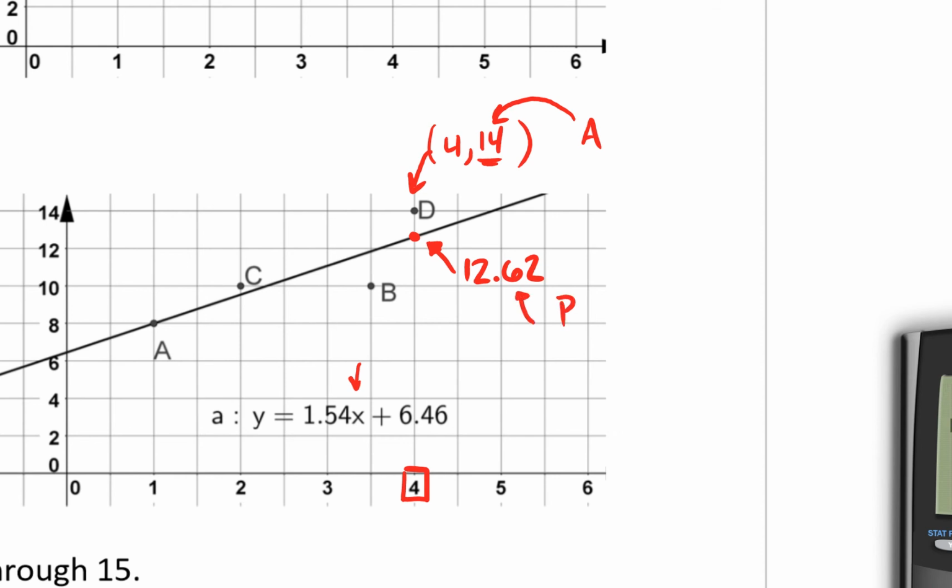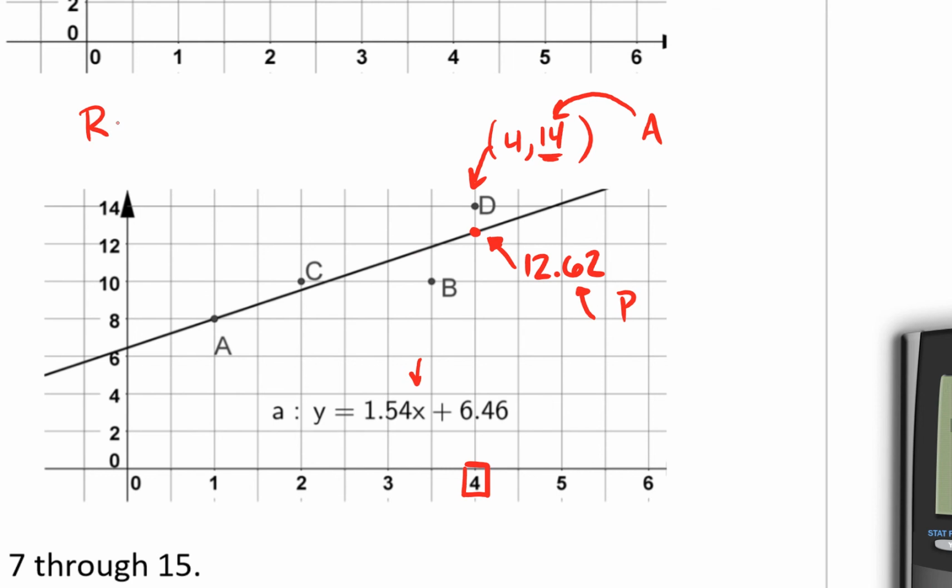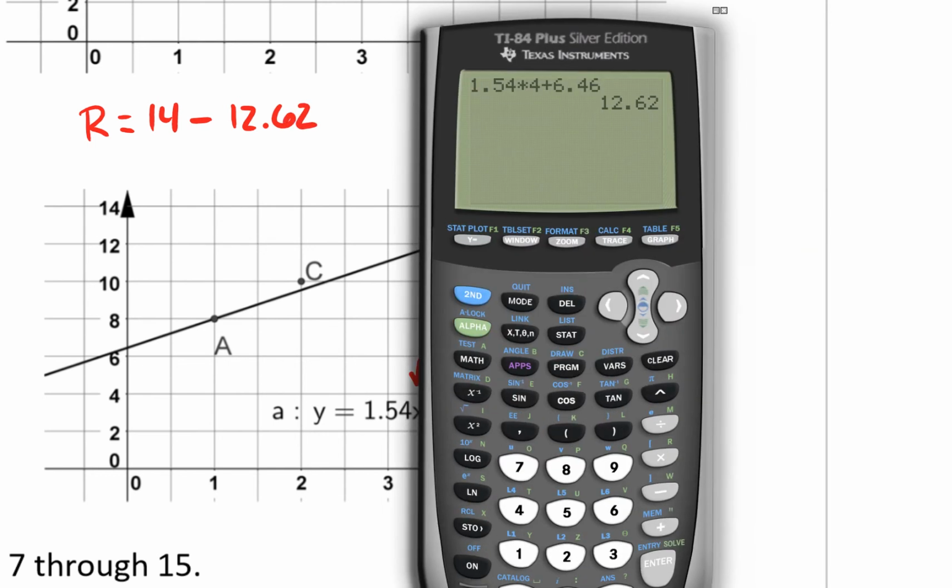At this point, we know the actual value, and we also know the value that's predicted by the model, so I can figure out the residual. The residual is that difference between the actual and predicted. So the residual should equal the actual value of 14 minus the predicted value of 12.62, and here's the calculator again. 14 minus 12.62, and I get that that is a difference of 1.38.